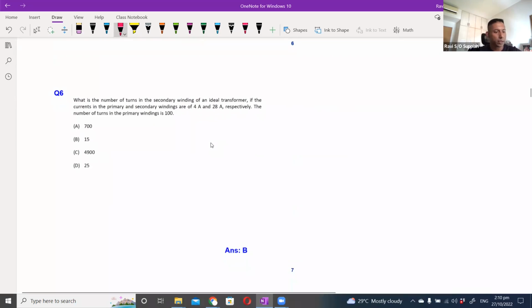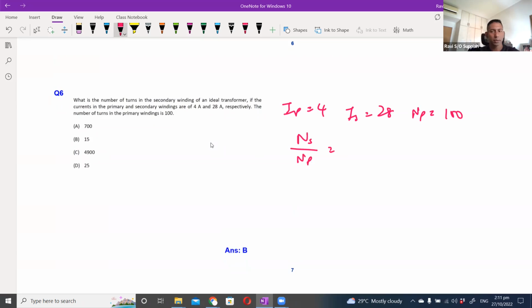Question 6 is again on transformer. So you're given all this information. Your primary current is 4, your secondary current is 28, your number of turns in primary is 100. Then you just put it into the formula, correct? NS over NP is IP over IS. So NS will be equals to 4 over 28 times 100, 14.3. So that will give you approximately 15 turns. Okay, your answer here.